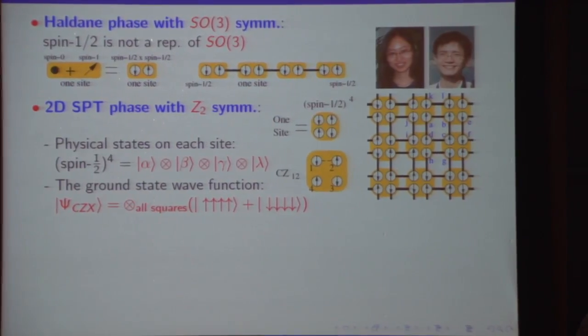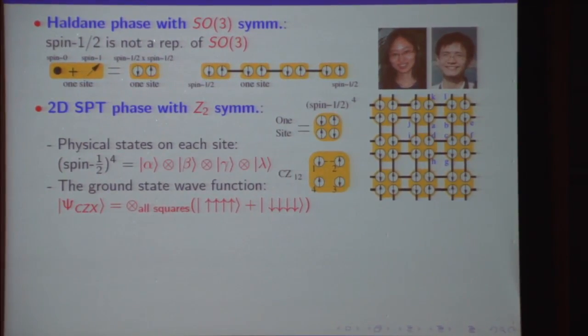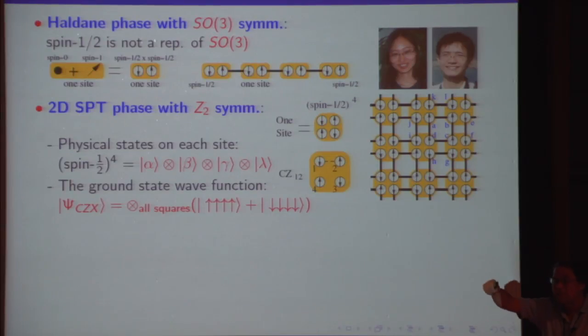We play a game. Here it is similar. We start with a representation of Z2 on each site. Then we split the degrees of freedom so that the individual split degrees of freedom do not form a Z2 representation. So this is the idea. Okay, so how do we do that?